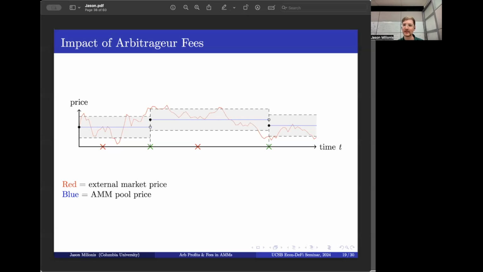And if you only include the trading fee, then this gray shaded region around the AMM pool price doesn't actually depend only on the trading fee. It depends on a host of other factors. We're going to see later in the talk which these are, but it's a bit more complicated than just the trading fee. For now, you should just believe me that it's just some region around the market price, around the pool price, and we will later see exactly how that region is captured. Does that cover it?